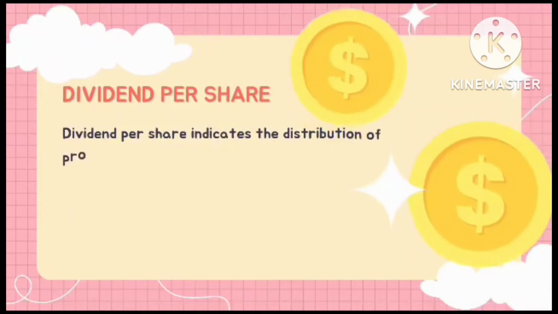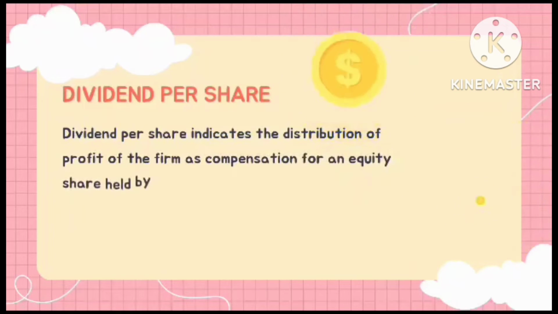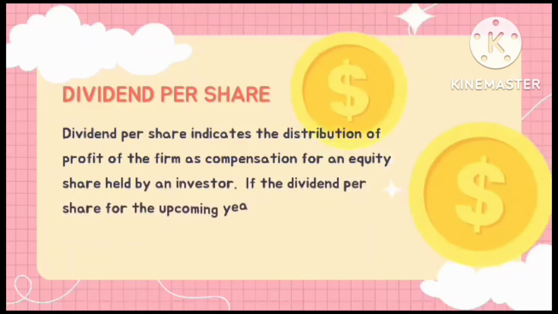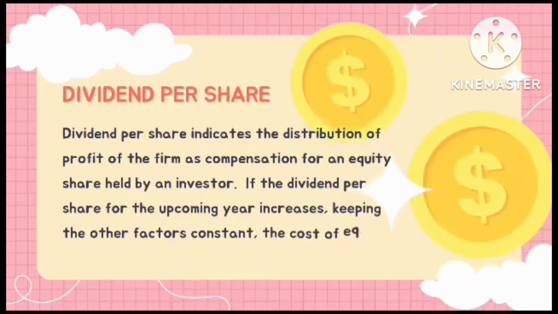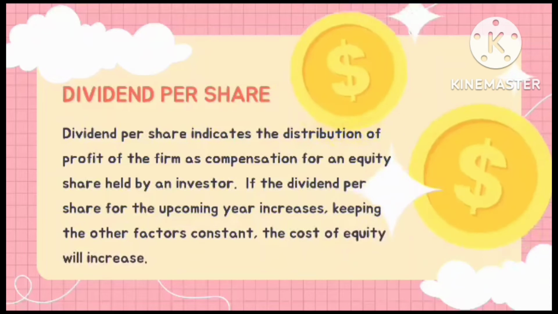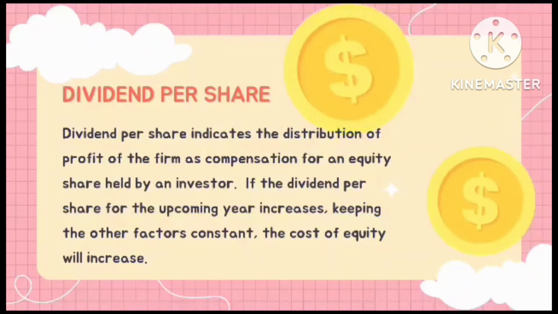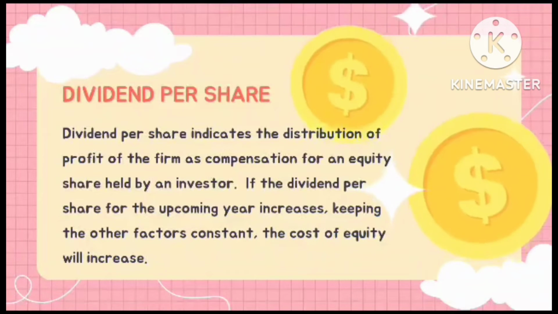Dividend per share. Dividend per share indicates the distribution of profit of the firm as compensation for an equity share held by an investor. If the dividend per share for the upcoming year increases, keeping the other factors constant, the cost of equity will increase.